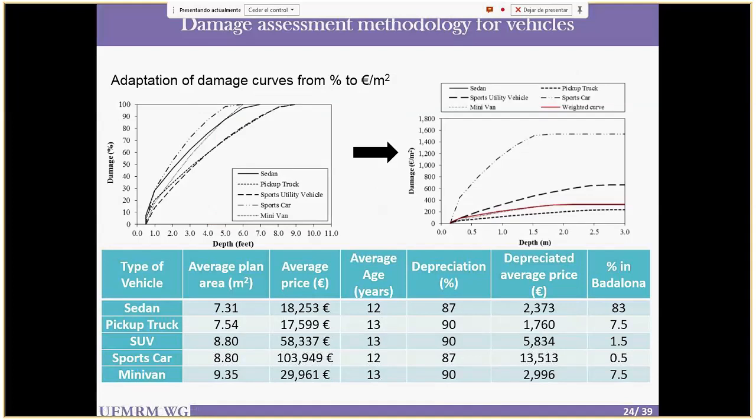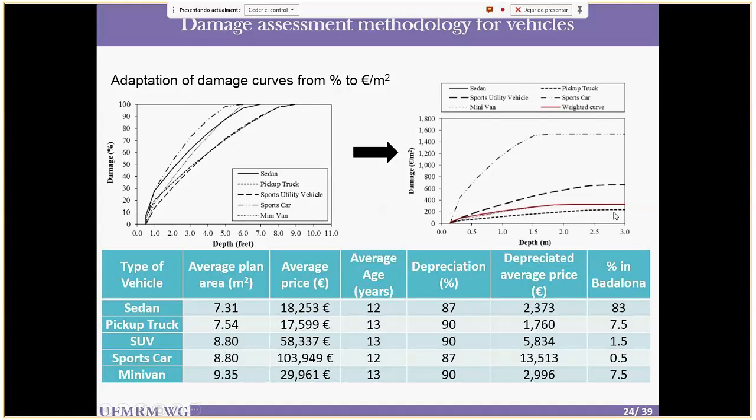After analyzing the characteristics of the vehicle pool in the study area, a table like this can be produced. This information is required to develop a weighted curve. And a unique curve, as you can see here, the red one, can be employed to assess damages, because no distinction of the type of vehicle is taken into account with this methodology. Therefore, the characteristics of the vehicle pool are implicit in this curve, which is the red one. And here in this table you can see all the information that we need to construct this weighted curve.